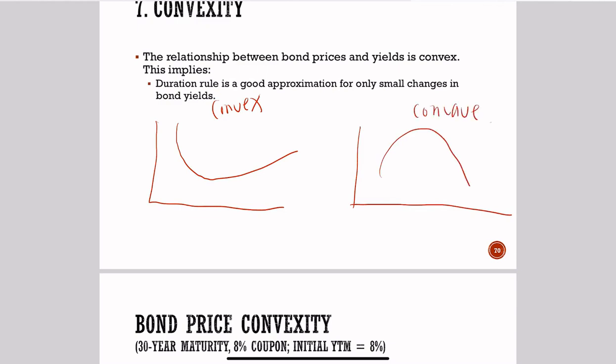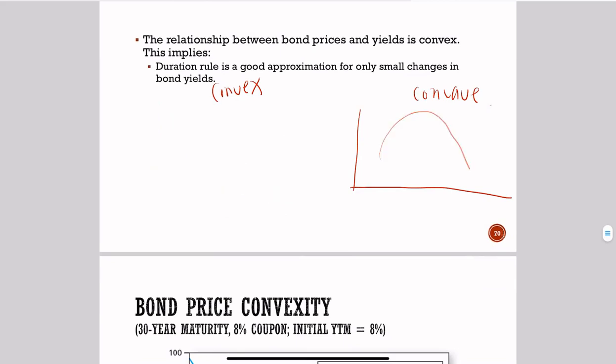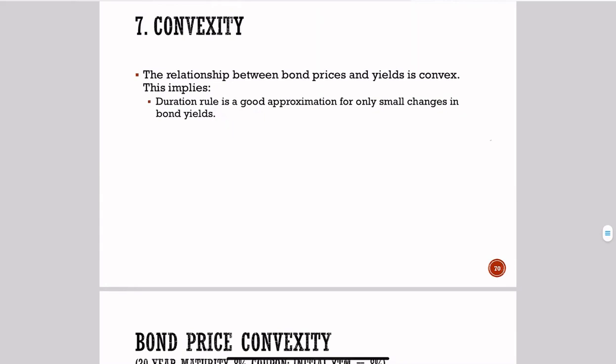It's just a mathematical definition. Now, what's the implication? Why do we care about convexity? Well, there are multiple reasons. The first reason we care about convexity is that if there is convexity in bond price, then the duration rule is just a good approximation only when there are small changes in bond yields.